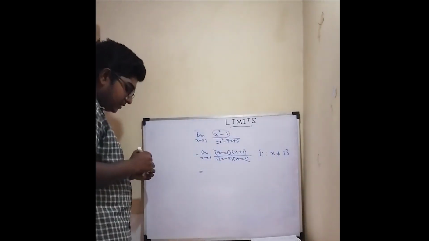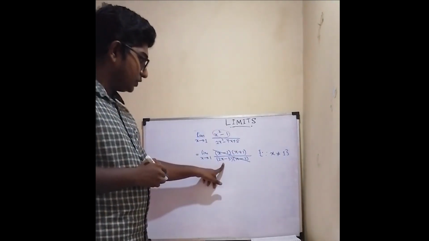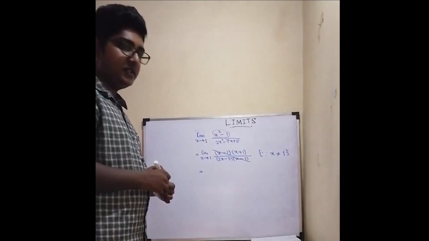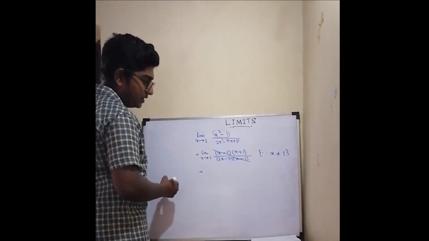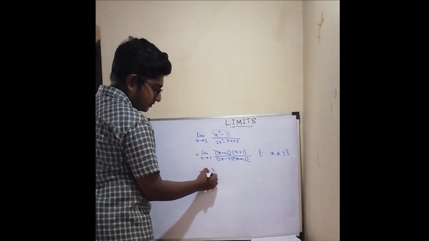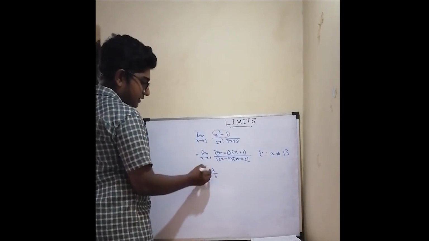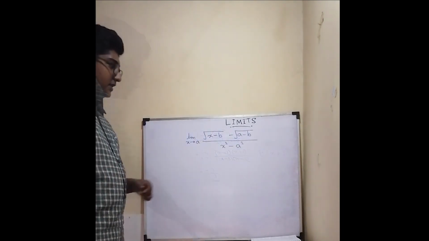Now substitute x equals 1 here. 1 plus 1, 2. 2 into 1, 2. 2 minus 5, minus 3. The expression is defined. We have removed the not defined part. You can write it like this. This is the answer.